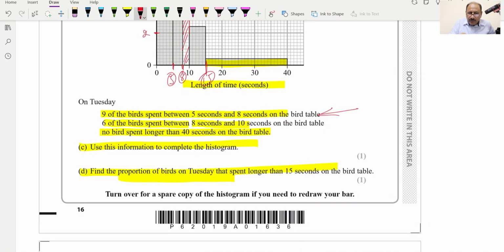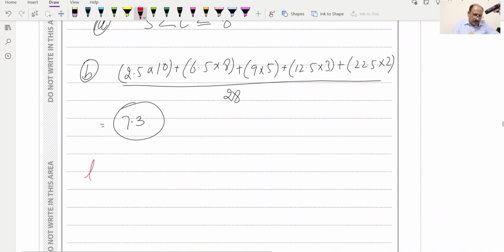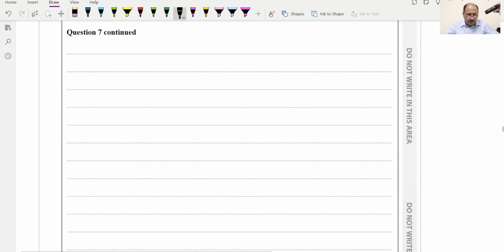So if we calculate, this area will be 5 and 5 out of total is 35. So we can write the answer to D part as 5 over 35. This will be the answer for D part. Hopefully you got this. Now we can move to the next question.